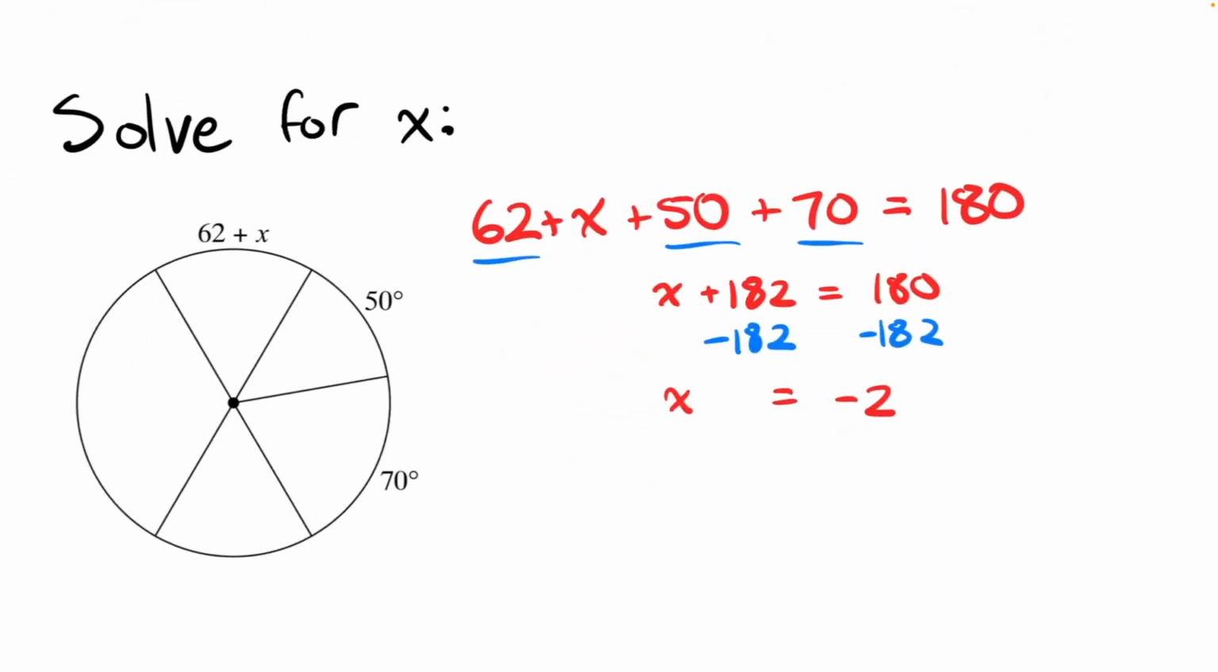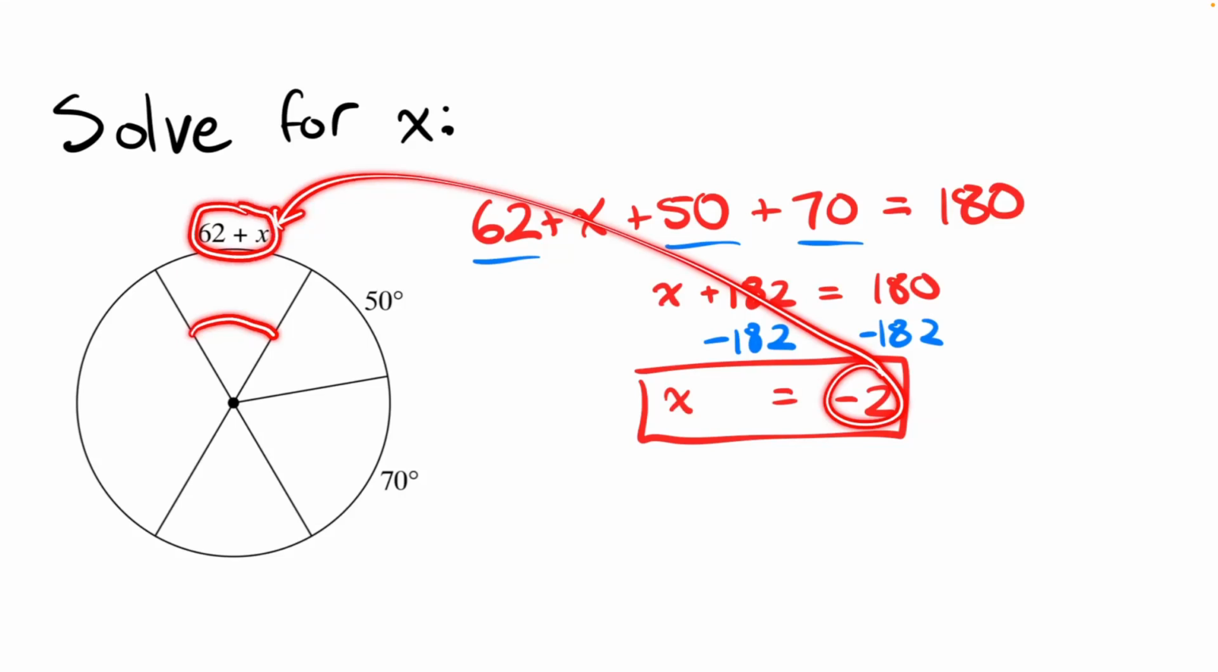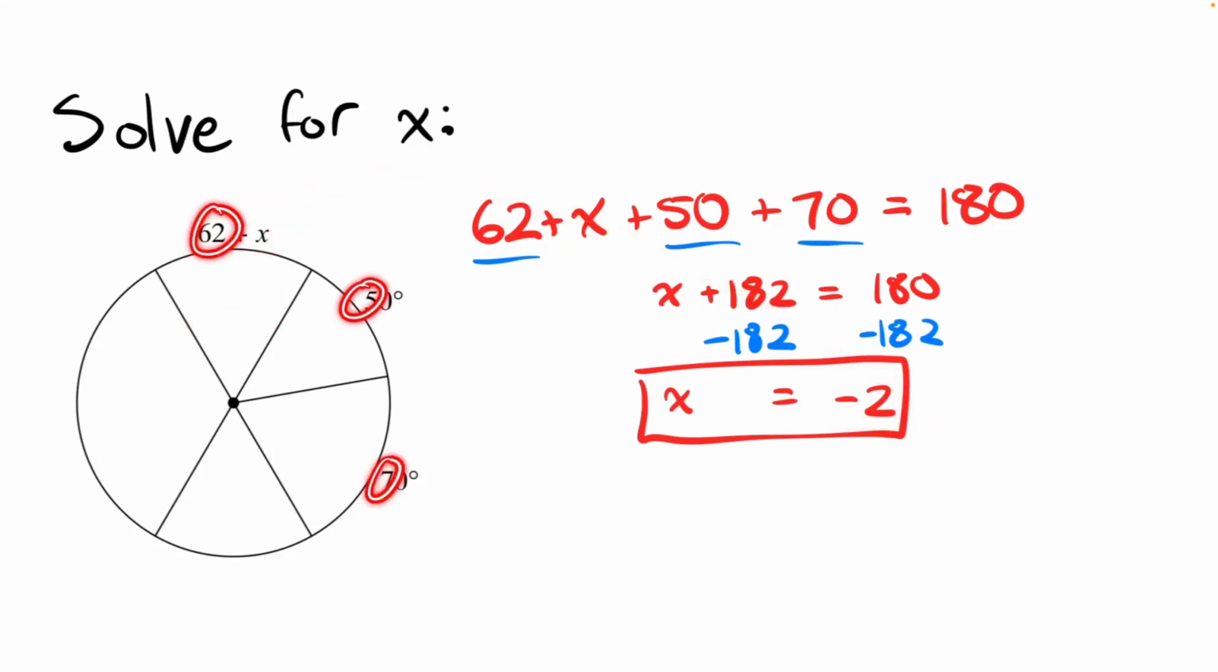Notice that if, I'm done, by the way, but if the question had said, what is this angle right here? I would have had to plug in -2 back in for X, and I would notice that this angle is 60 degrees, which makes sense because 6 plus 5 plus 7 adds up to 18 to get that 180.